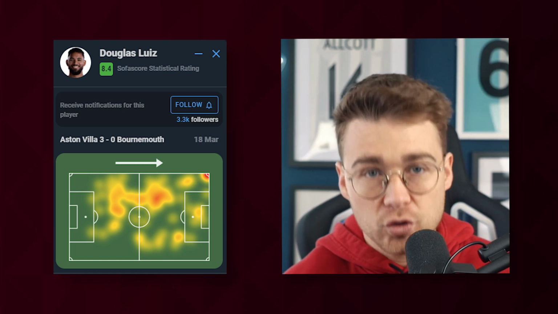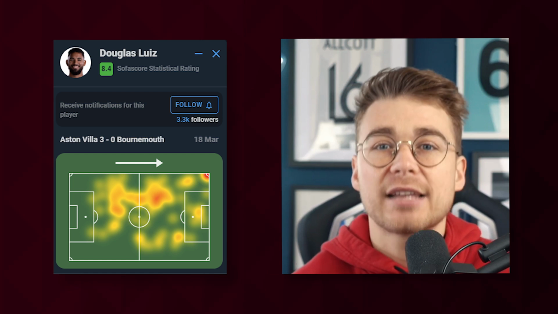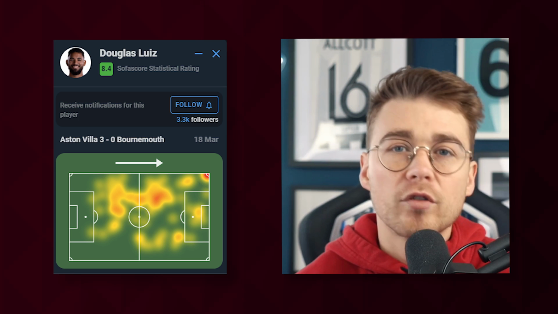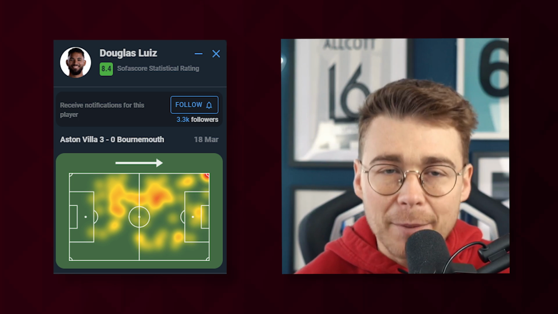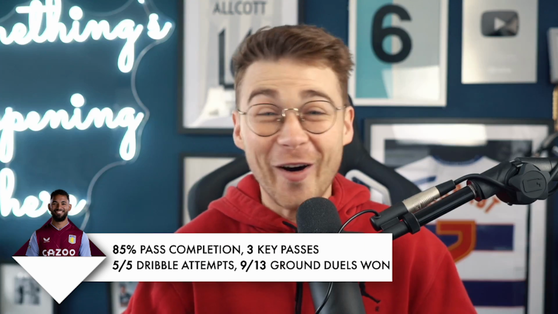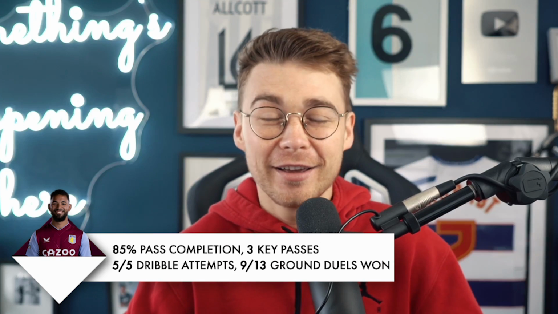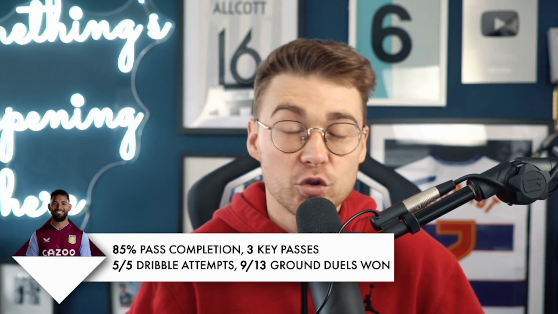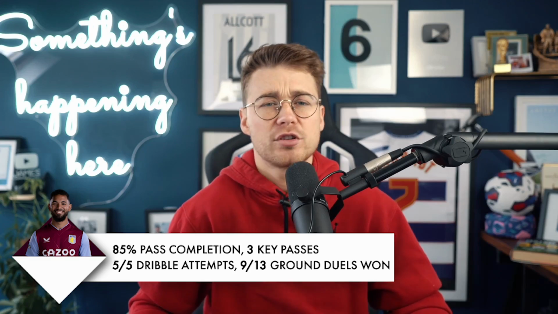He, of course, scored a goal early on, but it was his other stats that took much more of my interest in how much of a complete midfield performance he provided. His stats in this game against Bournemouth: 85% pass completion, 3 key passes, 5 out of 5 dribble attempts for a central midfielder. 9 out of his 13 ground duels were won. Truly a monster performance from him.